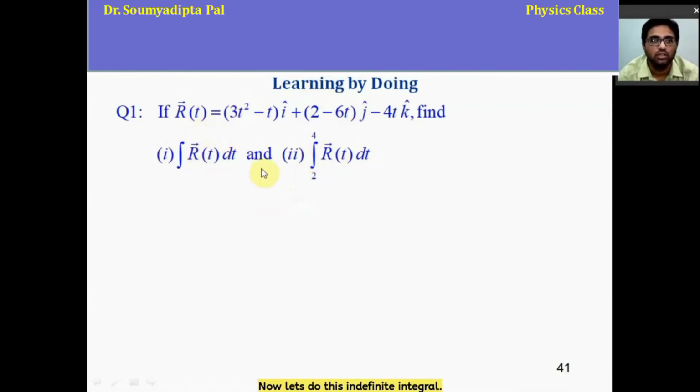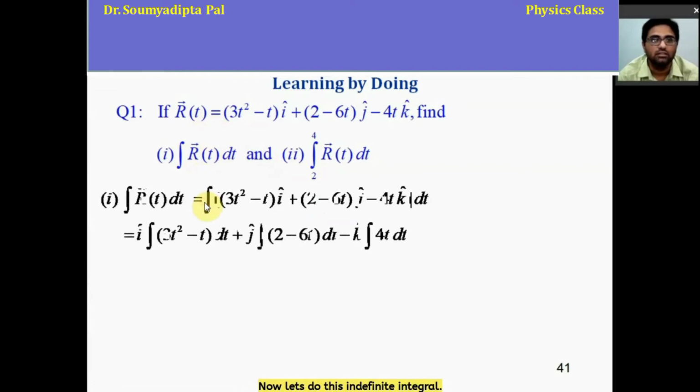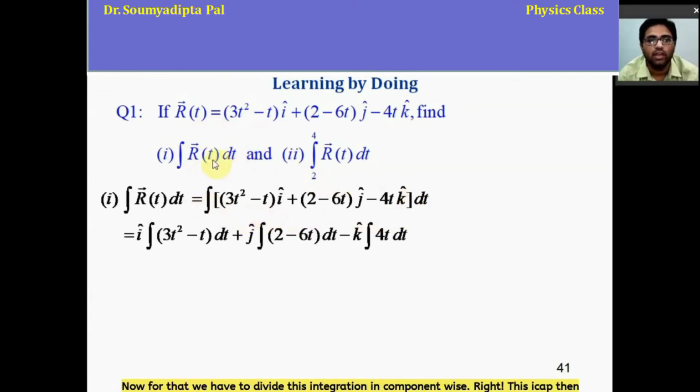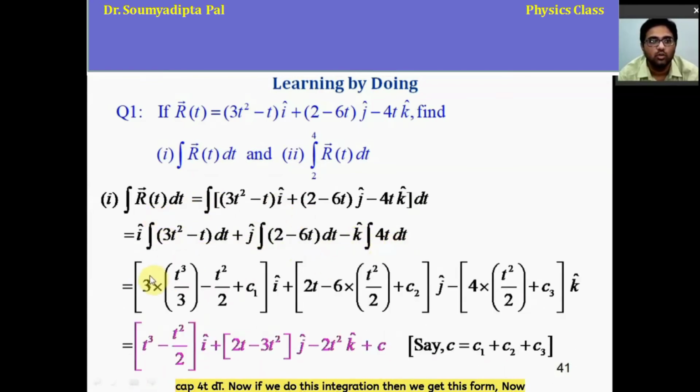Now let's do this indefinite integral. For that we have to divide this integration component-wise, right? This i cap, then (3t square minus t) dt plus j cap (2 minus 6t) dt minus k cap 4t dt. Now if we do this integration, then we get this form. Now here these C1, C2, C3 are different constants. Okay, and after that finally we get this form. And here this integration constant C is actually the combination of C1, C2 and C3.